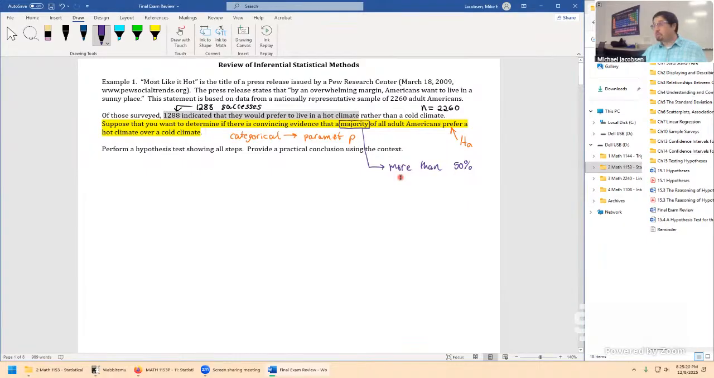Because more than is also conveying greater than, it's a right-tailed test. And when they said majority, they also gave us that P naught is 0.50 at the same time. Basically, everything you need to really get going on this test is in one word, majority. Majority simply to be taken more than 50%, giving us the hypothesized value at the same exact time.